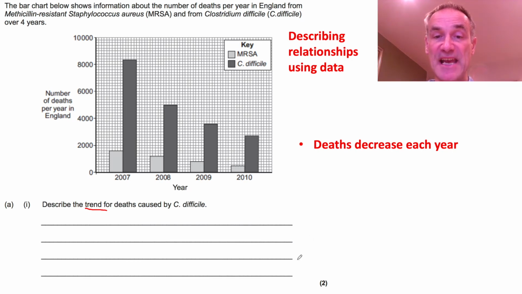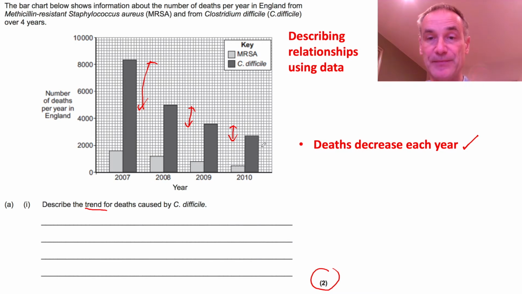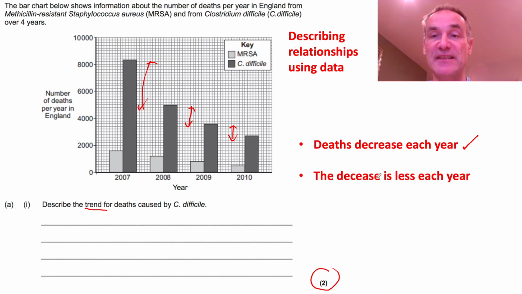But of course, again, it's worth 2 marks, and I've only made 1 statement. So let's see how they do decrease. You can see that it decreases by that much on the first one, then by that much again, and that much again. So you can see the decrease in deaths is getting less each year. So the decrease is less each year would give me my 2nd mark. So always, if it's 2 marks, make sure you're making 2 statements.